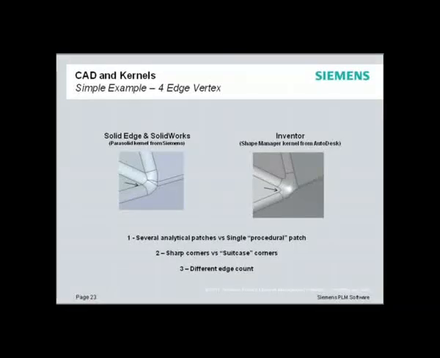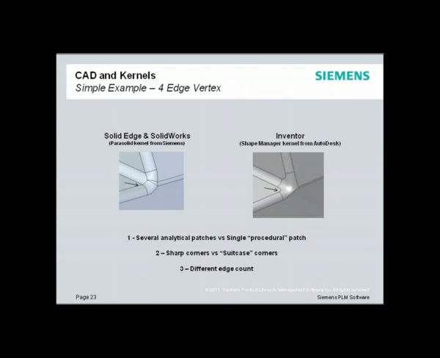Now, just to give you a little example of what I mean by the differences. This is maybe not the example you're going to run into every day, but I think it's important to understand. On the left-hand side, I have a 4-edge round done in Solid Edge and SolidWorks. They use the Parasolid kernel. They will produce the exact same result. I have Inventor on the right, and the only reason I picked Inventor is it uses a different kernel called ShapeManager. And what you see here is that they actually produce quite different results, right? The first obvious thing is, there are multiple patches produced on the left and a single patch on the right.